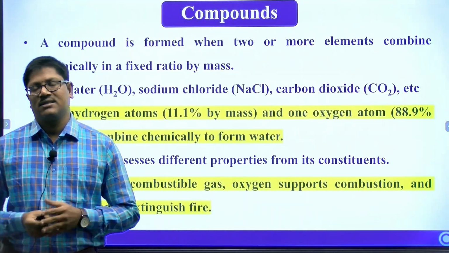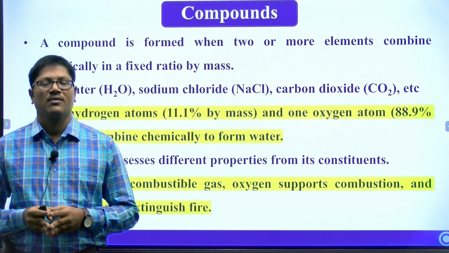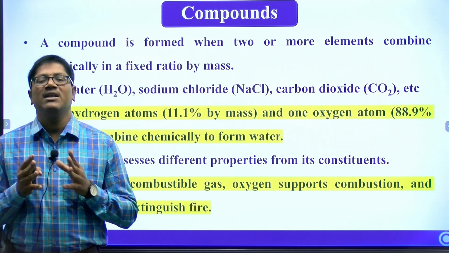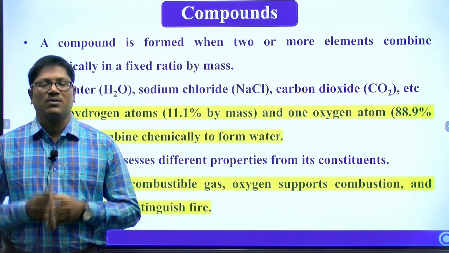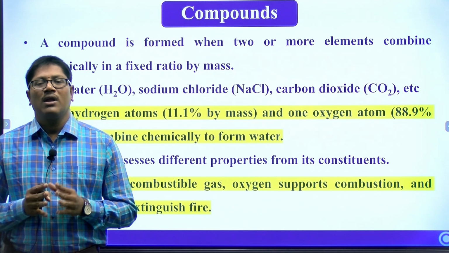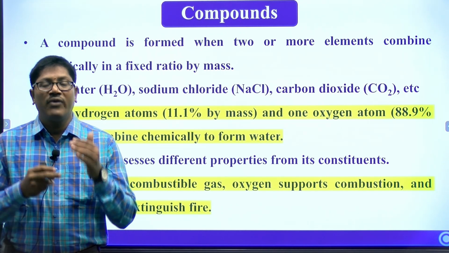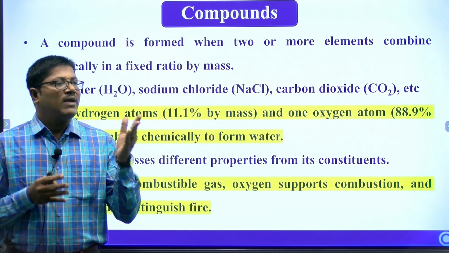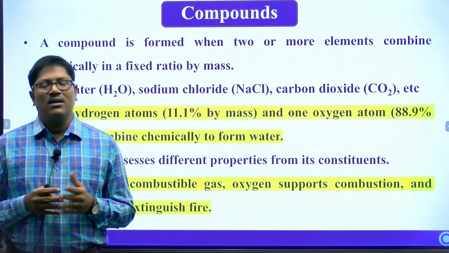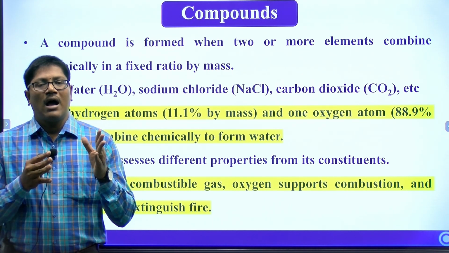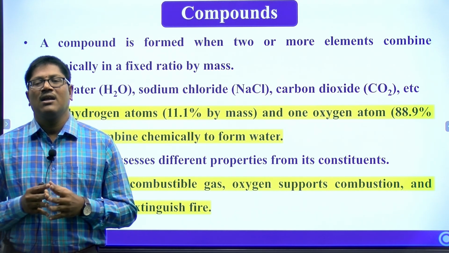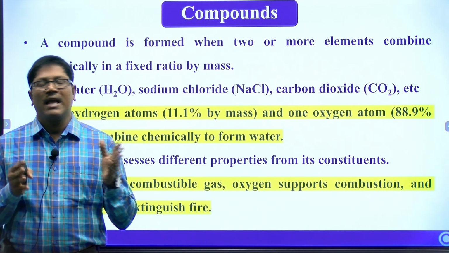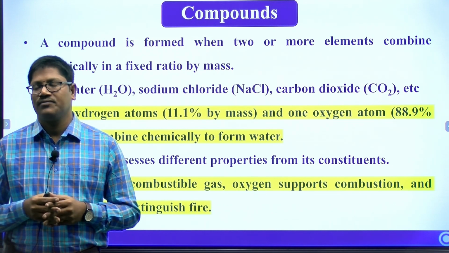Let us discuss compounds. Two or more elements combine together to form compounds. Two or more elements chemically combine in a fixed ratio of mass to give these compounds. For example, you take water. In water, hydrogen and oxygen combine together in the fixed ratio of 11.1 and 88.9% by mass.